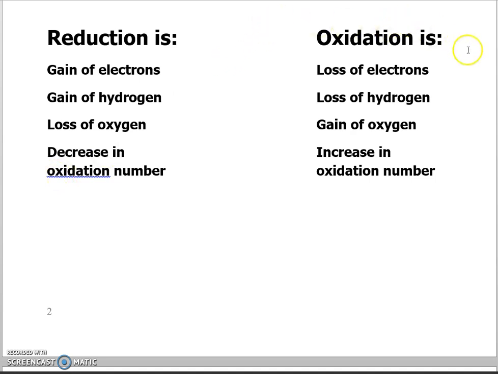The definitions for oxidation are just the absolute opposite. So oxidation is loss of electrons, you know that. Oxidation is the loss of hydrogen. And again, we'll see later on in the year where we convert alcohols into aldehydes and ketones. It is the gain of oxygen. So where an aldehyde is converted into a carboxylic acid, that's an oxidation process. But today we're going to focus on an increase in oxidation number.